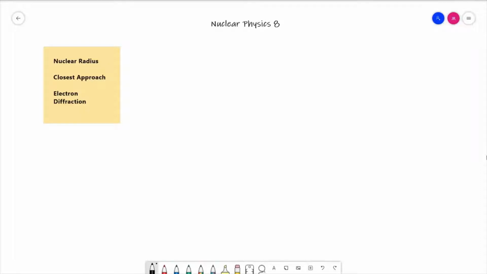Now in last lesson we looked at a couple of different methods for calculating nuclear radius from an experimental point of view. Firstly we looked at Rutherford's method, which was to try to determine the closest approach of an alpha particle to a gold nucleus. Rutherford determined that the initial kinetic energy was all converted into potential energy if we assume the alpha particle came to a stop, zero velocity, at the point of closest approach.